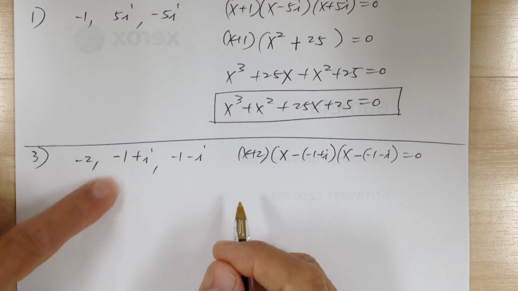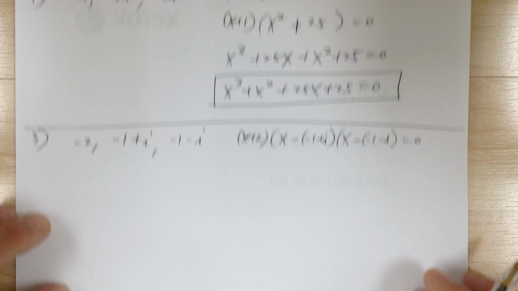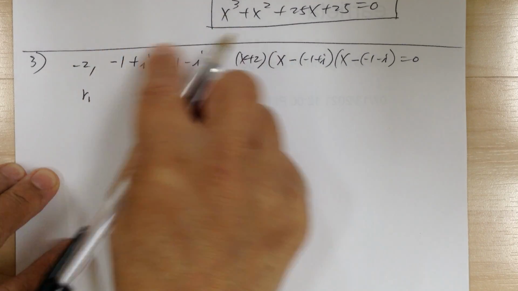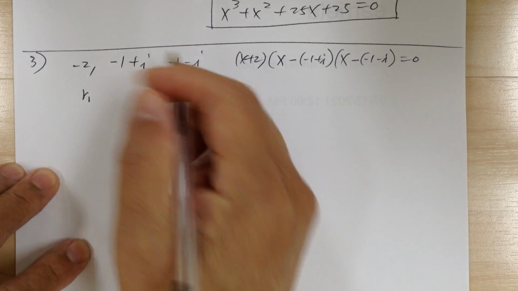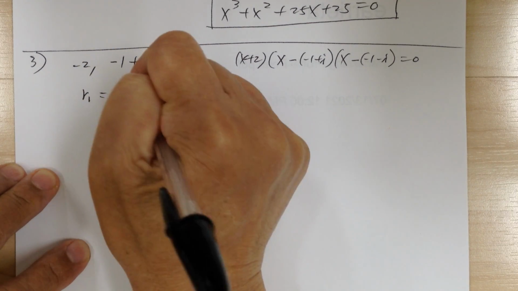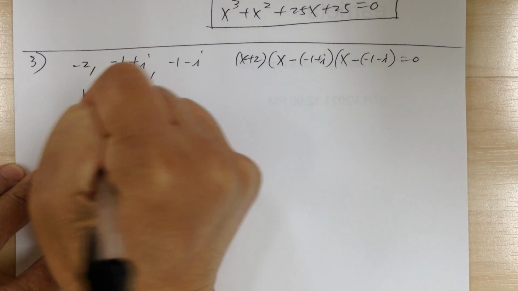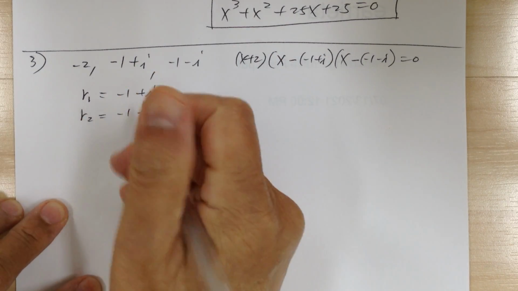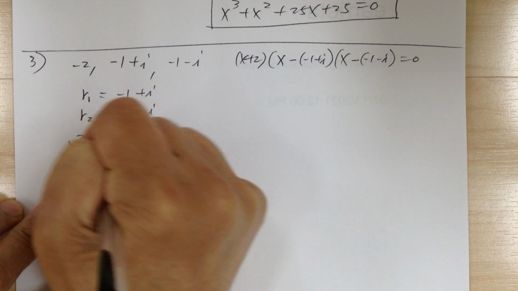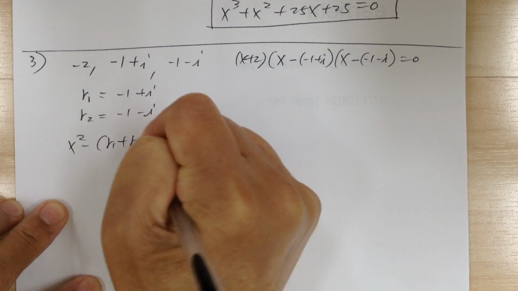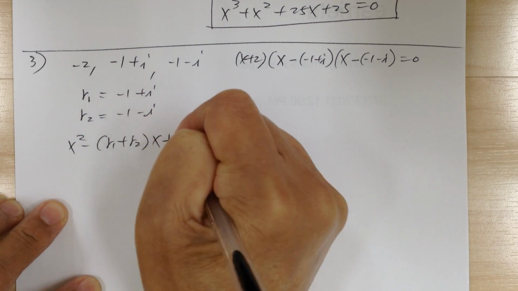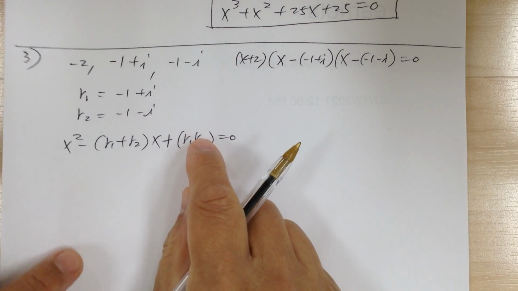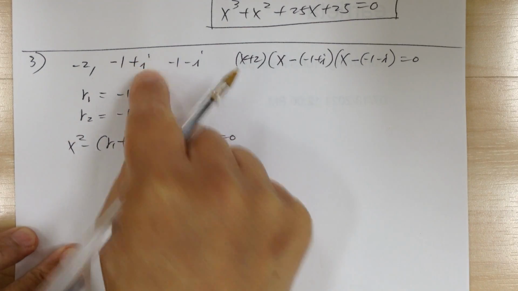So the way to do this is using your root equation. You're going to let R1 equal -1 plus i, and R2 equal -1 minus i, and use this to get the depressed equation. And remember your root equation: x squared minus (R1 plus R2)x plus R1 times R2 equal to 0. So you want to get a depressed equation from this part over here.